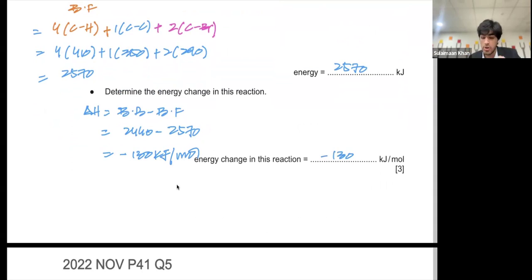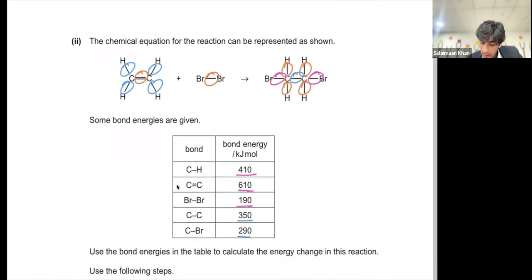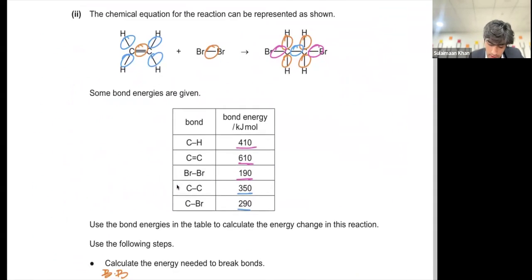Now, look at the shortcut. See, what you could do is you could also do a shortcut here, and I'll teach you the shortcut right now. Look at this. The shortcut is to realize what is changing from left to right. So that's a Br here.